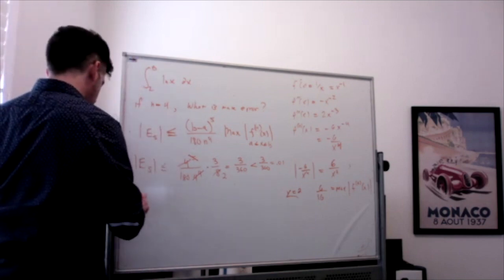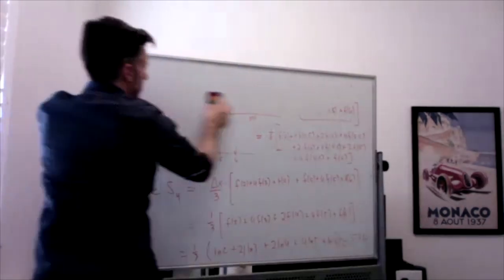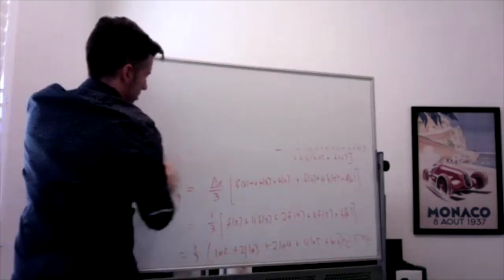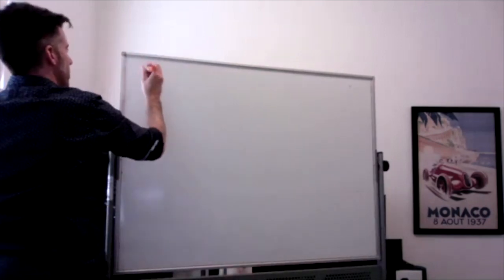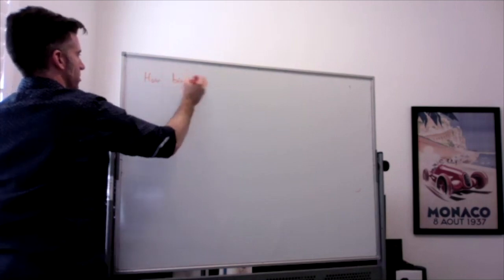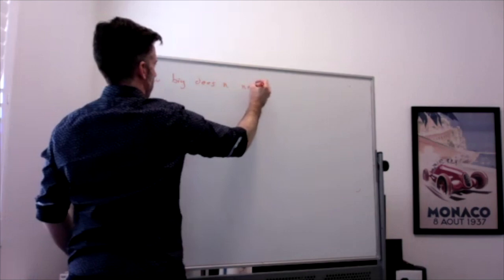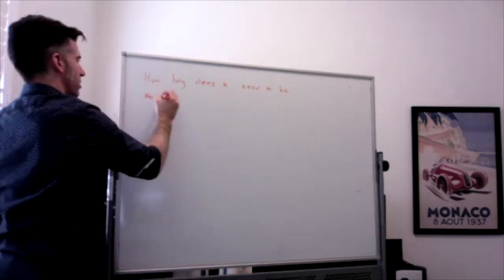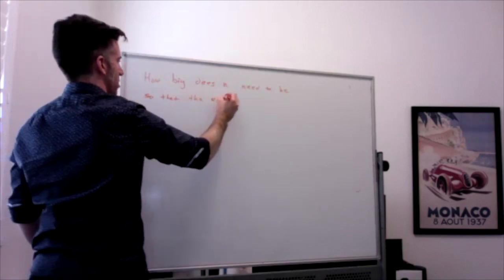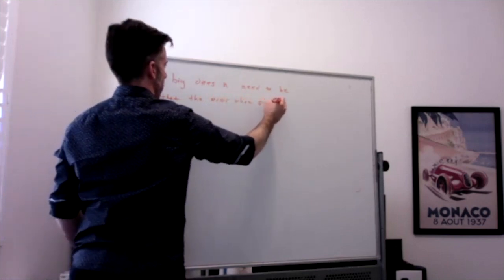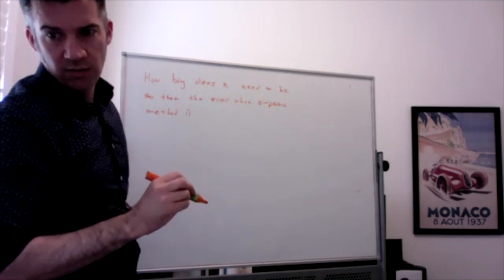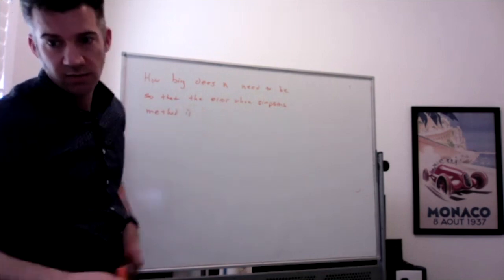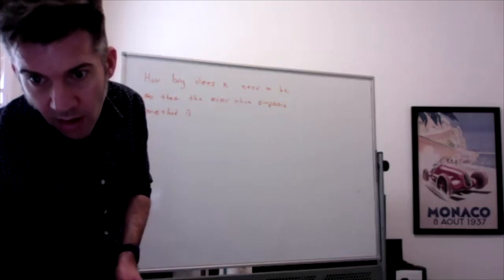So, I need more room. So how big does n need to be so that the error when using Simpson's method is less than 10 to the negative third? Double check one thing. Yeah.